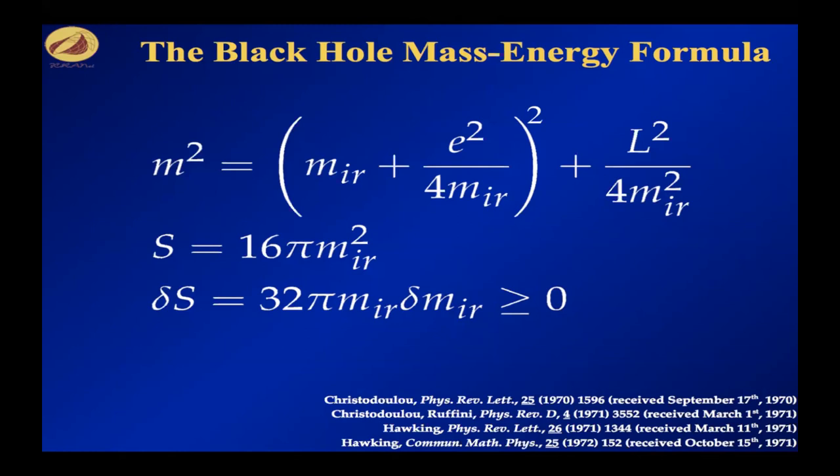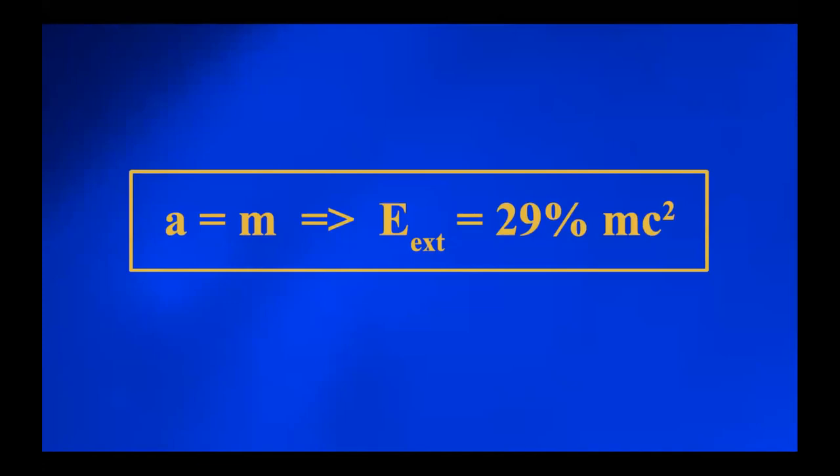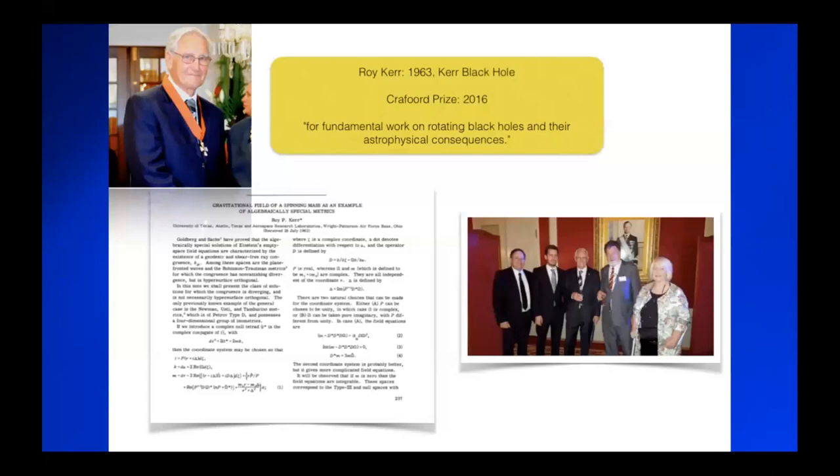And from this formula, from the fact that there is an irreducible mass under which we cannot go for any black hole, in the extreme case of L equal M, or if you want, E over M equal 1, the extractable energy of the black hole, keeping the limit of the irreducible mass, can be as high as 29% of the black hole mass. Therefore, the quest was to try to use this extractable energy. And the quest for doing that has continued since, and only recently a different approach to obtain this extraction of energy has been obtained, and I will talk about it in this talk.